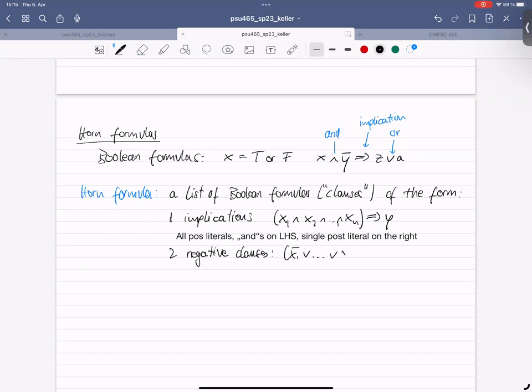Through logical ORs, and they're all negative. This is how negative clauses look. All negative literals connected through ORs. So this negative clause could express something like they don't all have dogs. Yeah. No, it's just that. It's just ORs.